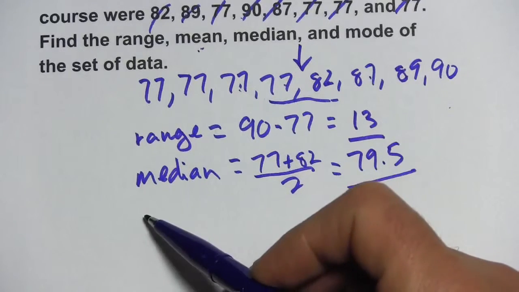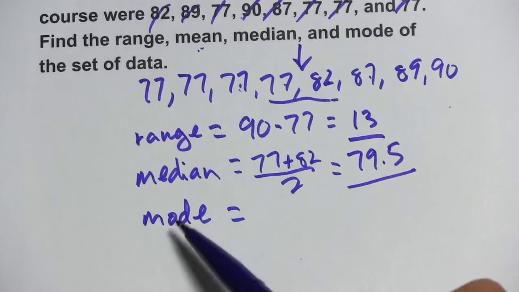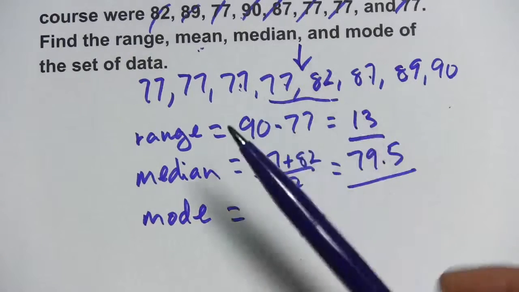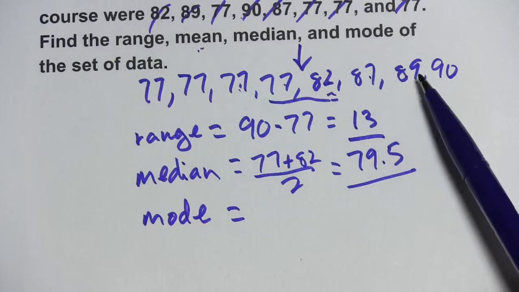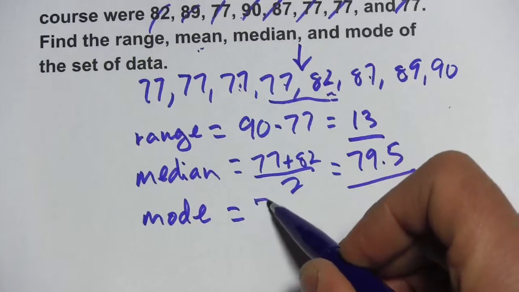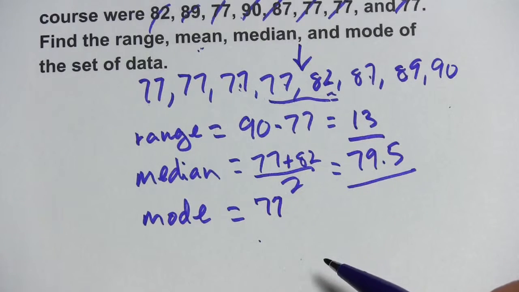Now let's go on to the mode. This is a pretty easy one. There really isn't any calculation at all. The mode just refers to the number that shows up the most often. So in this case, we have 82, 87, 89, 90, but we have 4 77s, so it's pretty easy to see that 77 is the mode, the number that occurs the most often.